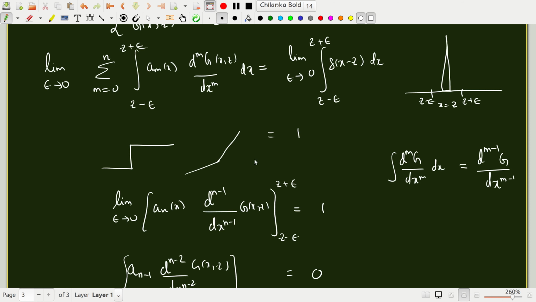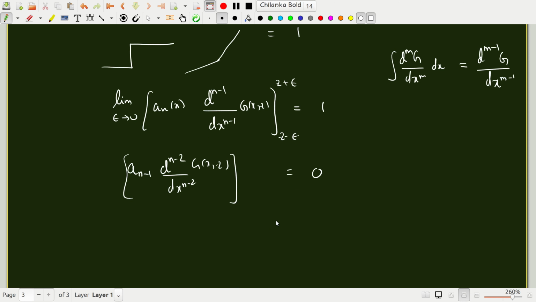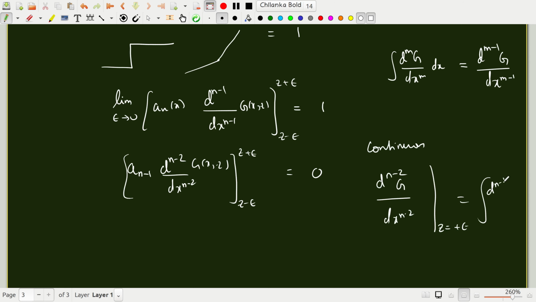If for all the lower functions. For the highest function you will have to use this. For all the lower functions, the integral of this function over z minus epsilon to z plus epsilon is simply 0. That means that these higher derivatives are continuous, that is d^(n-2) g/dx^(n-2) at z plus epsilon is the same as d^(n-2) g/dx^(n-2) at z minus epsilon, and so on. So all these derivatives other than the d^(n-1)/dx^(n-1) will be continuous, and the only derivative that will suffer discontinuity, if n is the order of the differential equation, is the (n-1)th derivative times the coefficient.